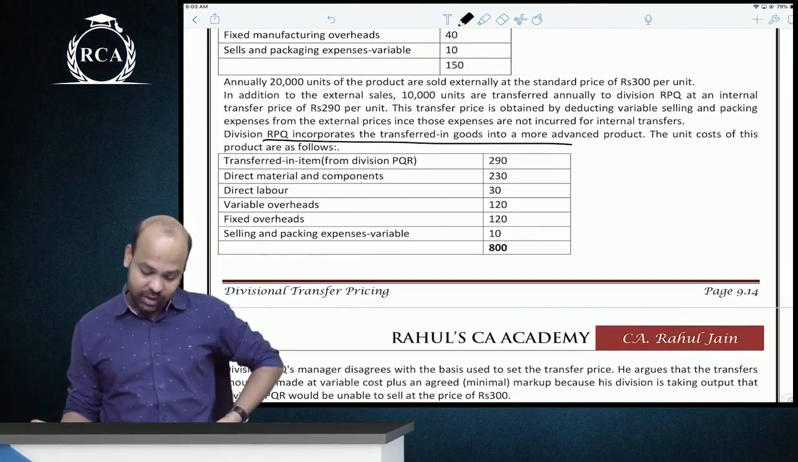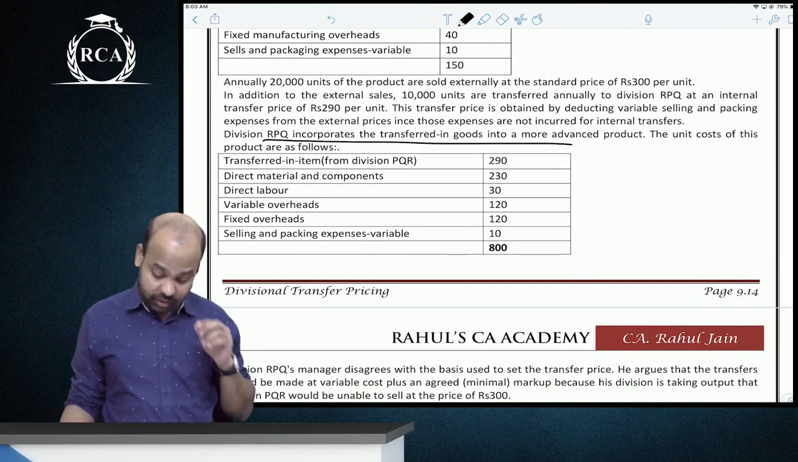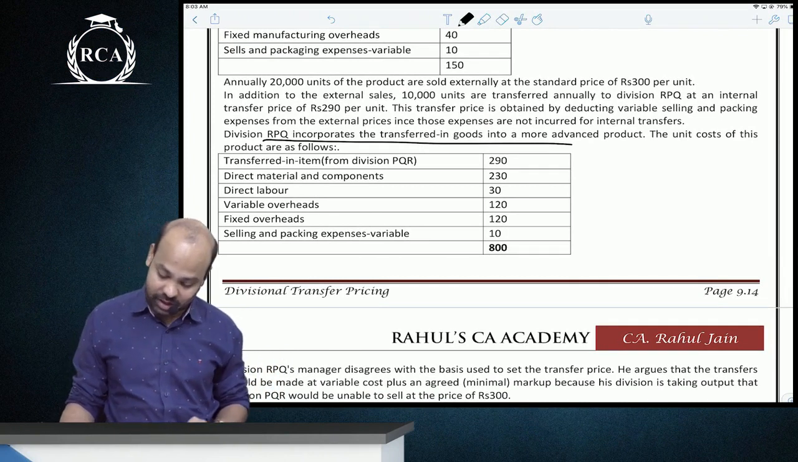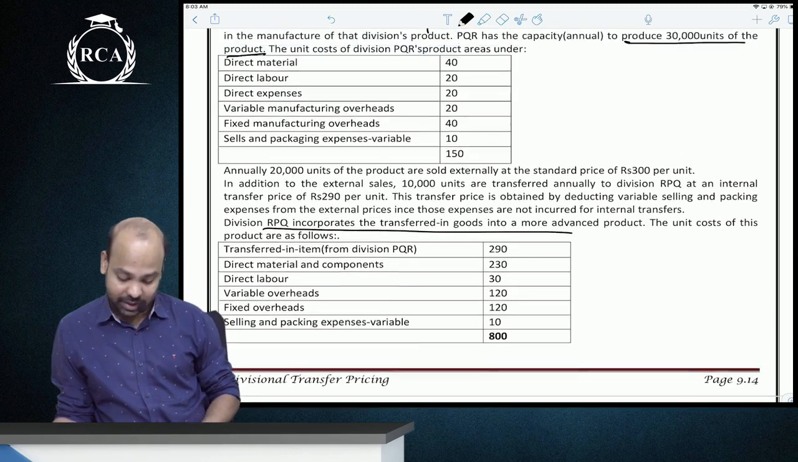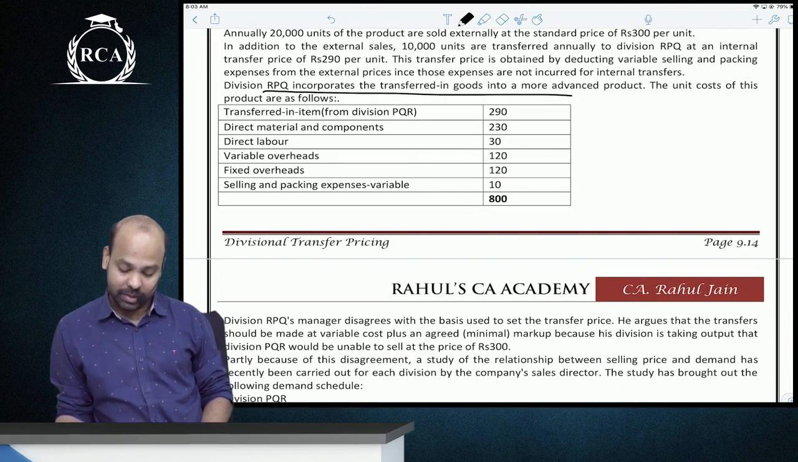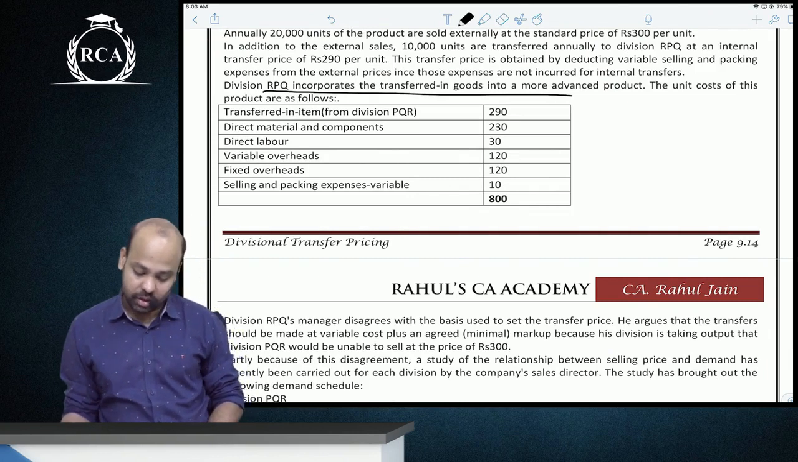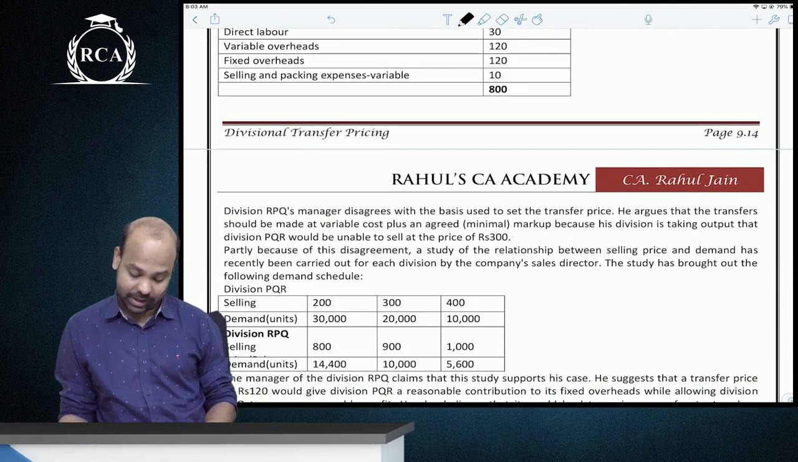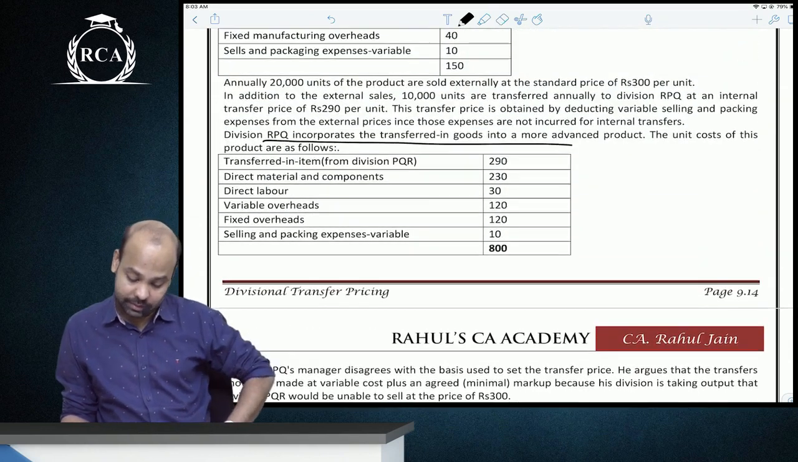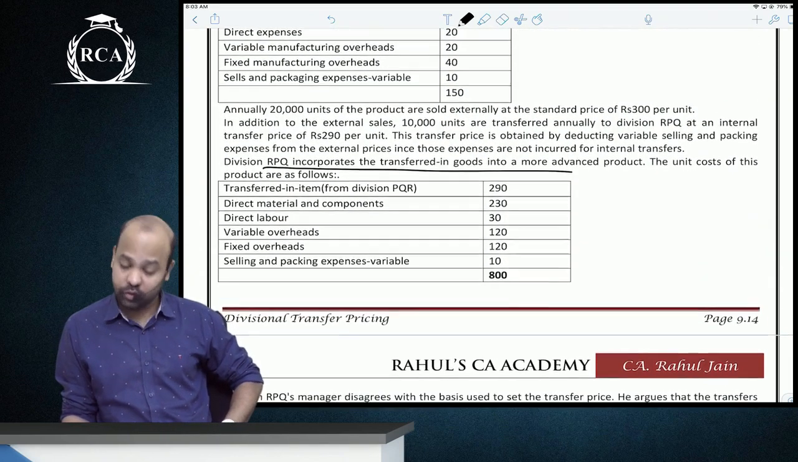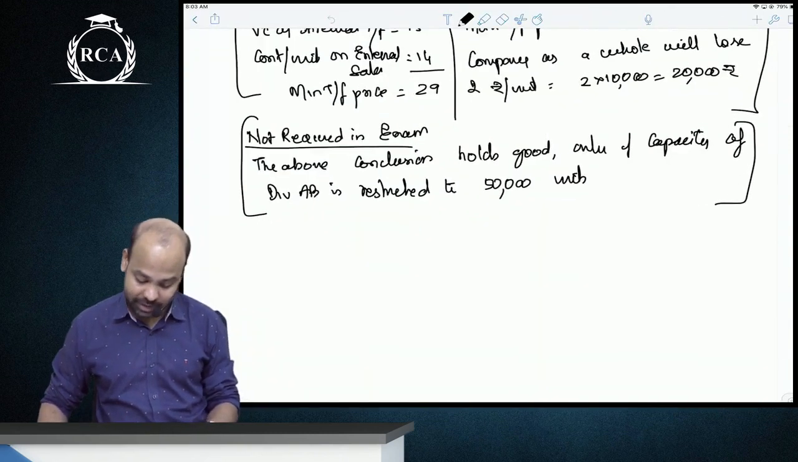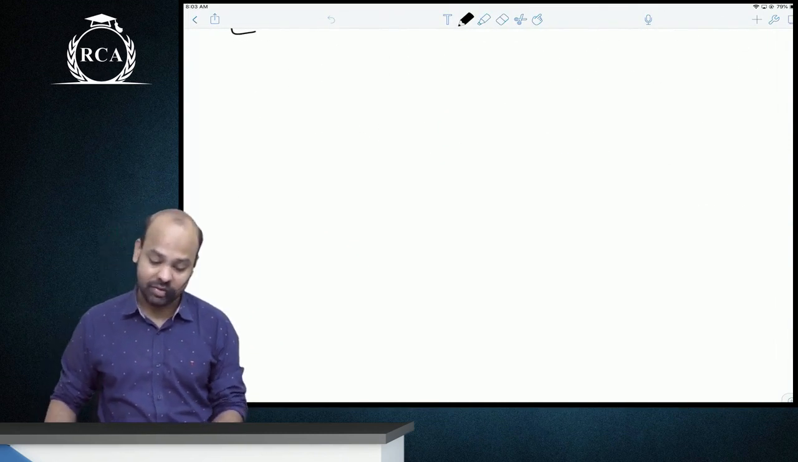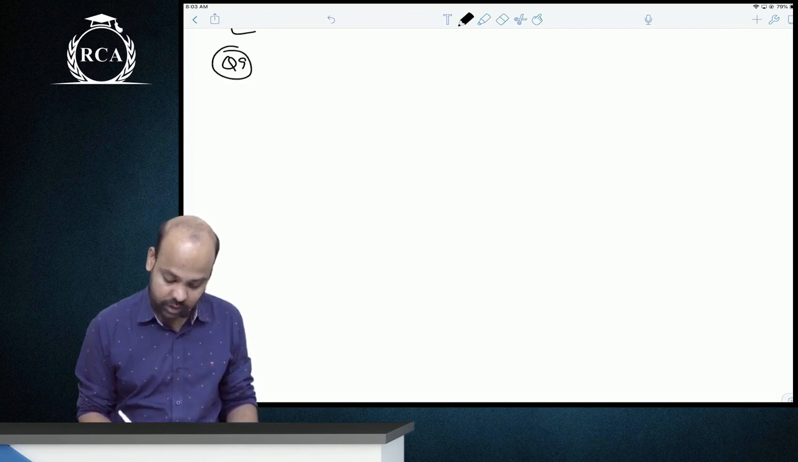So your division RPQ incorporates the transferred goods into a more advanced product. Unit cost of this product are as follows. We have the transfer price as such, 290 rupees. Direct materials and components, direct labor, variable overheads, fixed overheads, selling and packing expenditure. Okay. Do you want to write the information so far? Similar to the previous question. Let us write it down. Most important point is capacity constraint. Let us just write the information, whatever is given so far in the question.